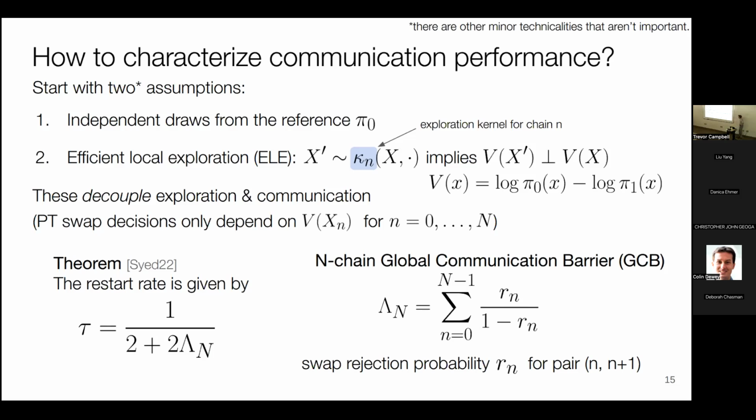Just maybe playing with this formula a little bit for a second. If any one of my Rn's, my rejections, are close to 1, that means there's like a choke point in my swapping procedure. This lambda n screams off to infinity. So I really want all of my Rn's to be low, all of them, not most of them. I want all of them to be as low as possible. Okay, so in order to maximize the number of restarts in parallel tempering, we want to minimize this n-chain global communication barrier. That's our new objective function.